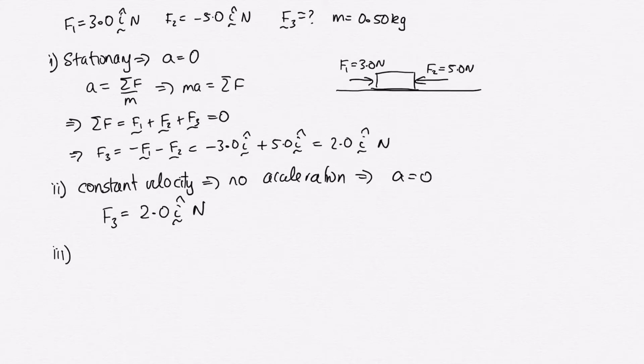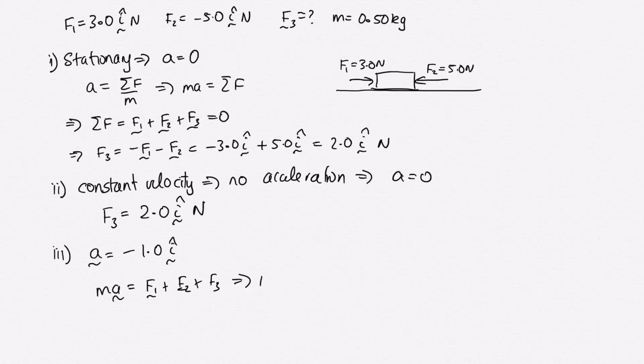Part 3 then tells us that now it's accelerating in the negative direction. So the acceleration is equal to minus 1.0i. And now we need to find F3. So once again, we have ma is equal to the sum of F, so that's F1 plus F2 plus F3.